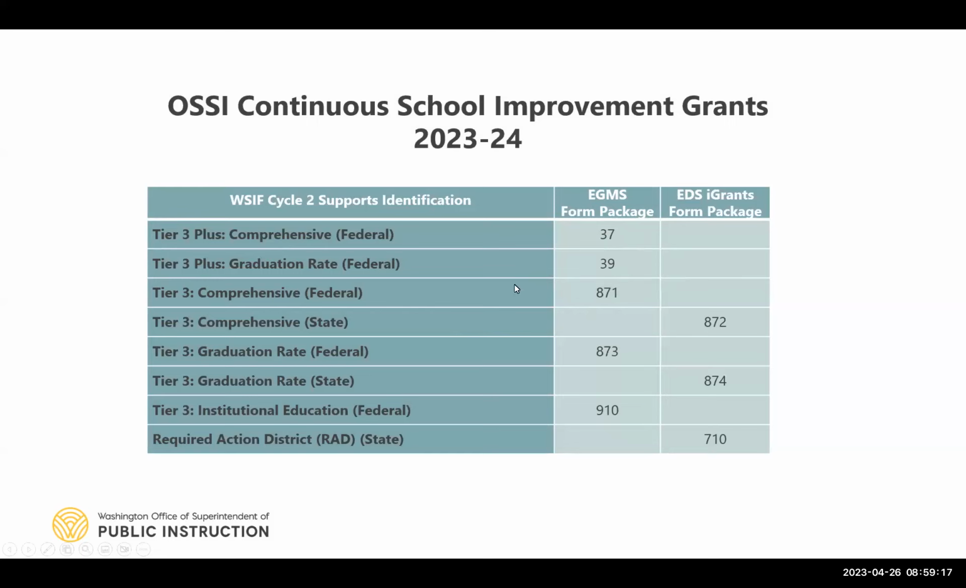Tier 3 comprehensive will be split between EGMS and EDSI. Tier 3 graduation rate will be split between EGMS and EDSI. And the institutional education grants for Tier 3 will also be in EGMS. And then our required action district grants that will be launching in June will be in EDSI grants.